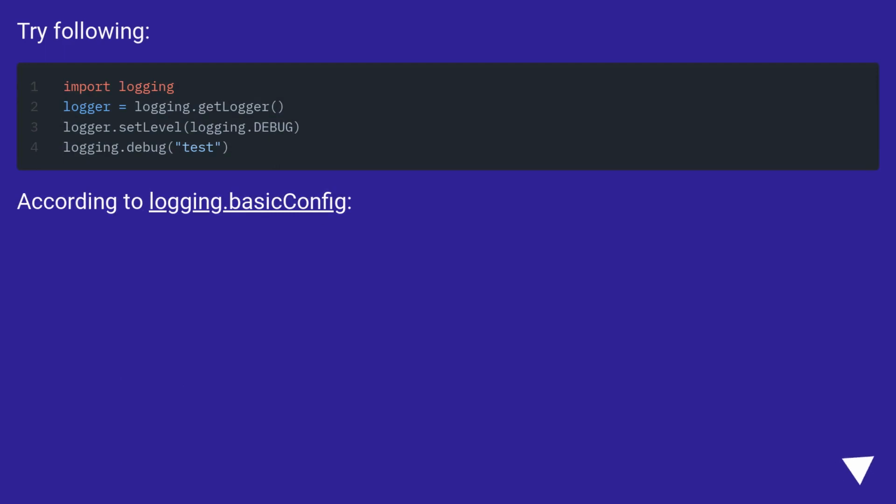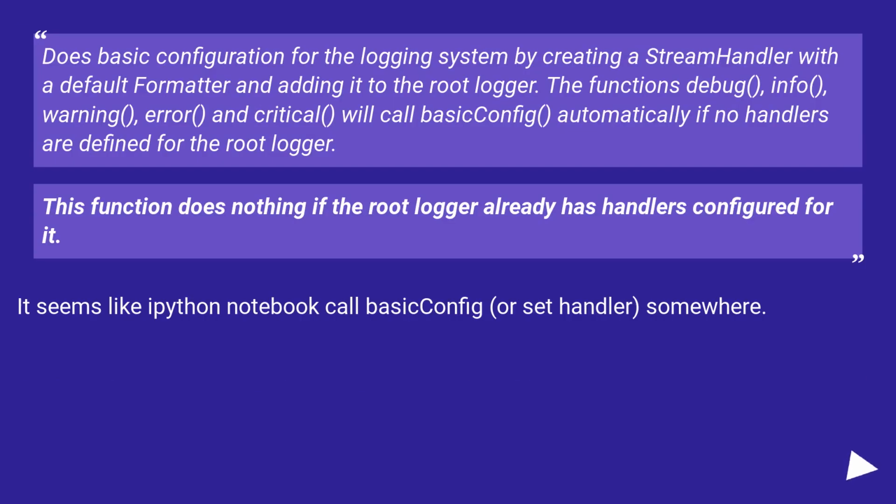Try the following. According to logging.basicConfig, it does basic configuration for the logging system by creating a stream handler with a default formatter and adding it to the root logger. The functions debug, info, warning, error and critical will call basicConfig automatically if no handlers are defined for the root logger. This function does nothing if the root logger already has handlers configured for it. It seems like IPython notebook calls basicConfig or sets a handler somewhere.